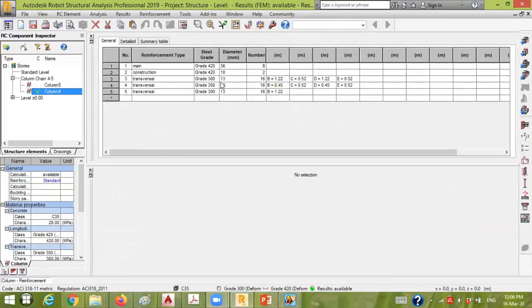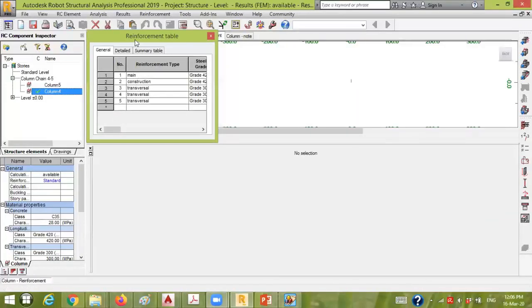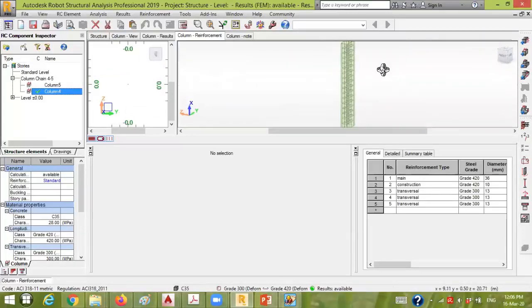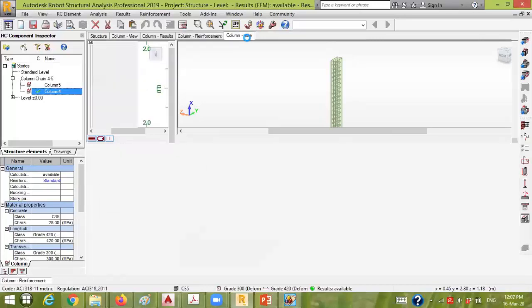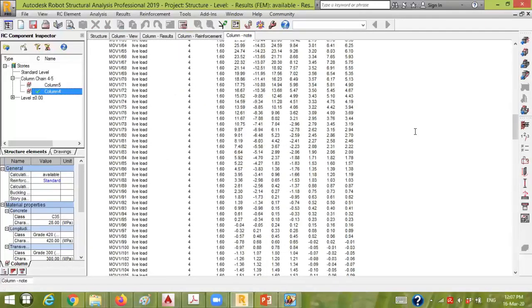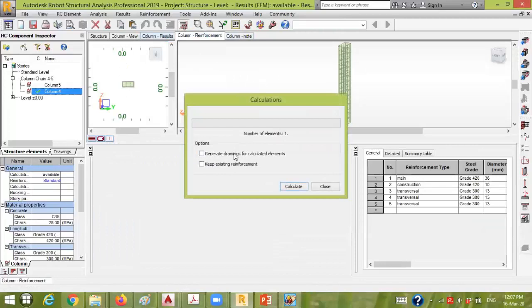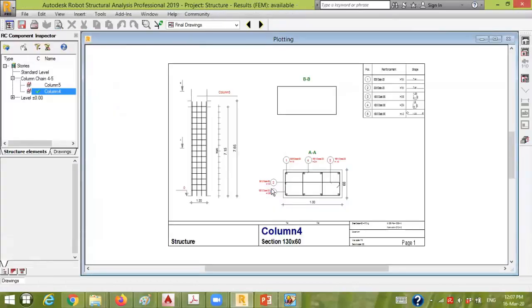This is the column reinforcement. This is the calculation note. The report can be exported if you want, and you can generate the drawings, AutoCAD drawings. So this is the drawing of this column.